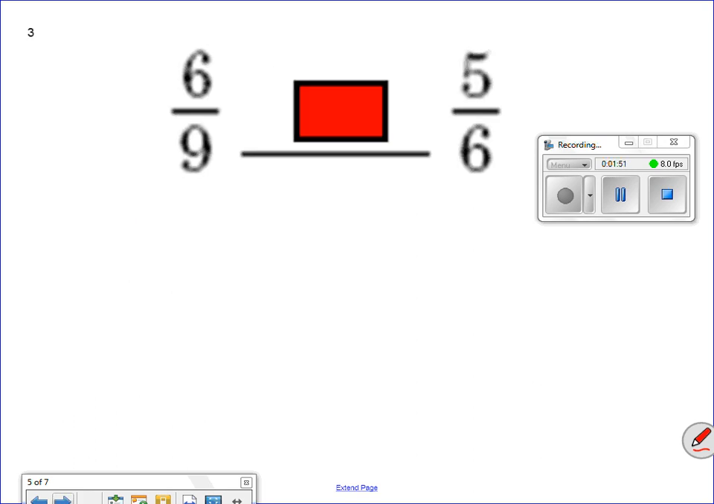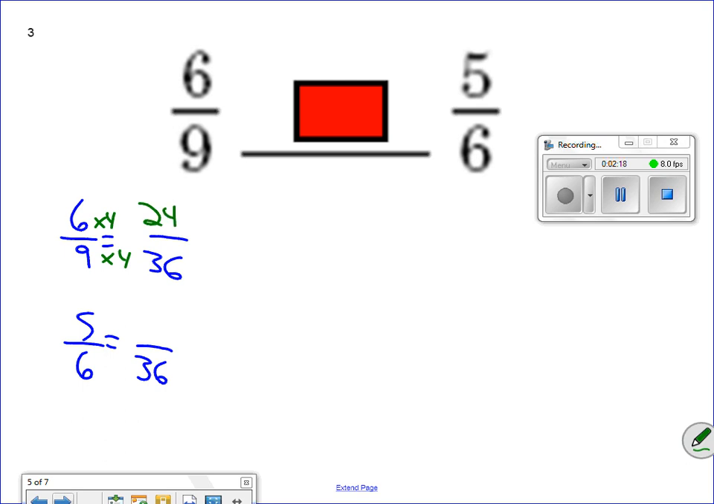Next problem. 6/9 and 5/6. 9 and 6 again. Let's put them both into 36 this time. 6/9 into 36. 5/6 into 36. Let's go times 4. 6 times 4 gives me 24. 5 times 6 gives me 30. 30 is larger than 24, which means 5/6 is larger.